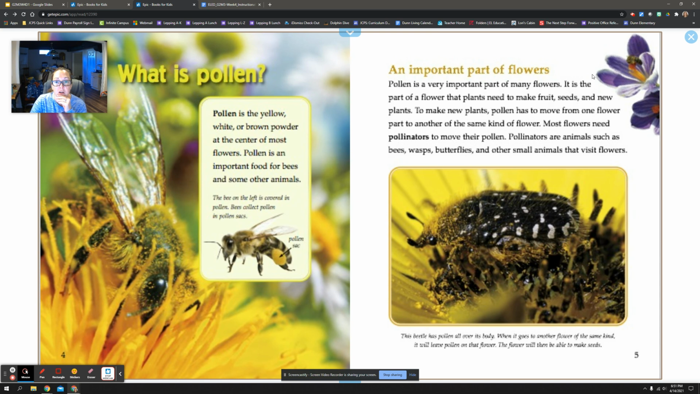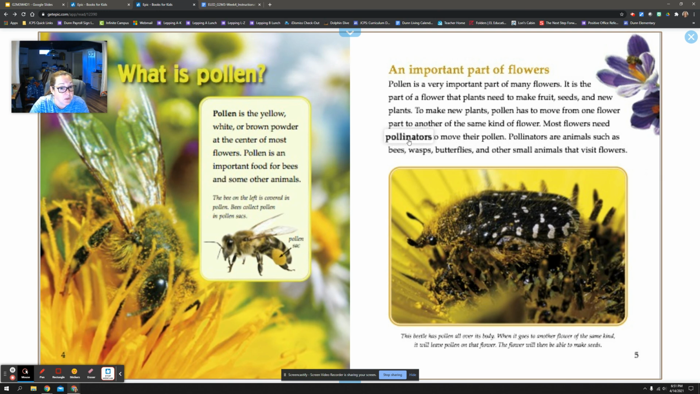An important part of flowers. Pollen is a very important part of many flowers. It is the part of a flower that plants need to make fruit, seeds, and new plants. To make new plants, pollen has to move from one flower part to another of the same kind of flower. Most flowers need pollinators to move their pollen. Pollinators are animals such as bees, wasps, butterflies, and other small animals that visit flowers.